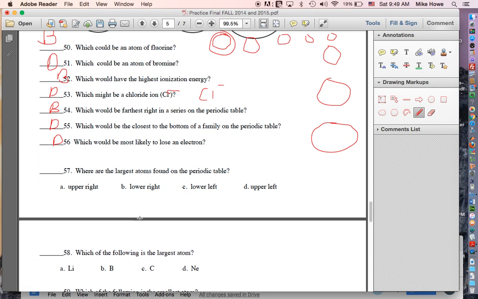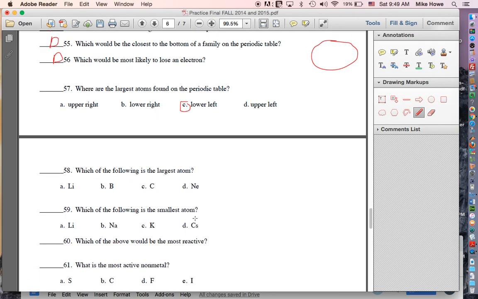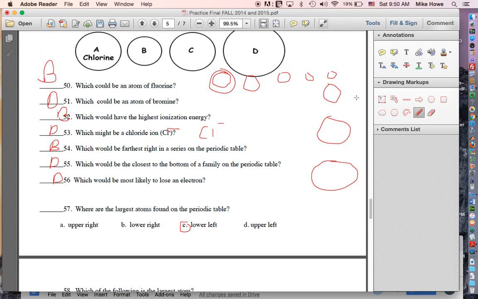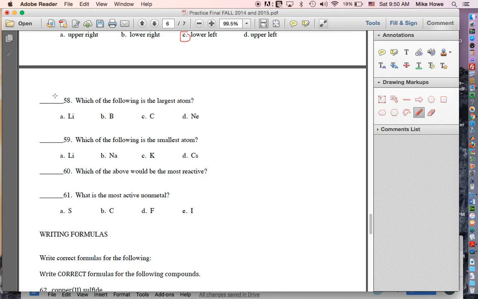Okay, now look at this picture. Where are the largest atoms on the periodic table? Remember, they get larger as you go left, and they get bigger as you go down, so the largest ones would be on the lower left. This one, you may want to refer to the picture. These are all in the same row. So within this, as you go left to right, they get smaller. So A would be, lithium would be the biggest one because it's furthest left. The smallest one here, now we're going up and down, so they get bigger as you go down. So the smallest one would be lithium of these.